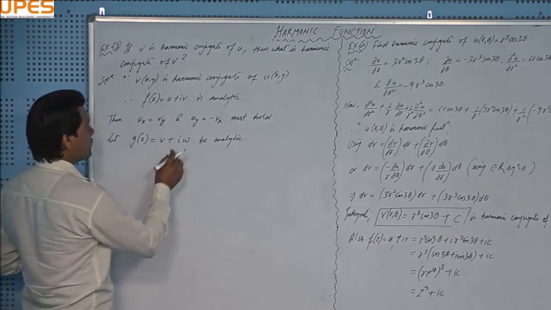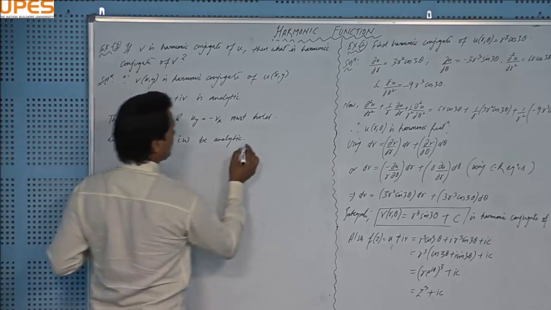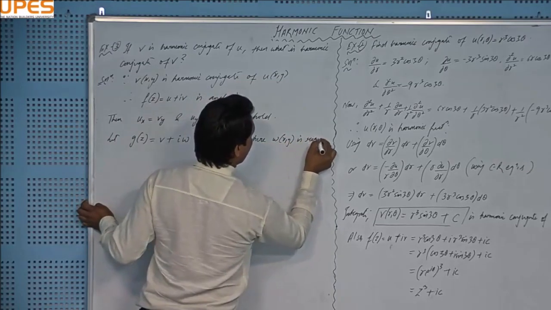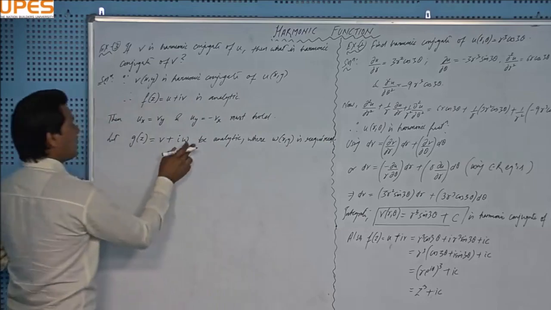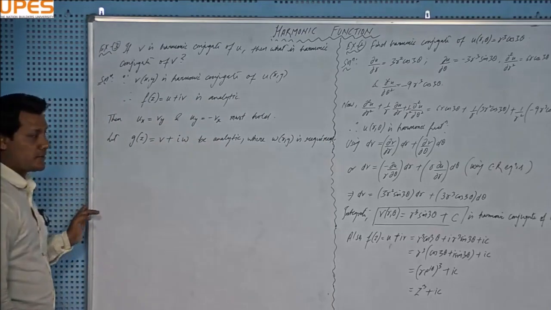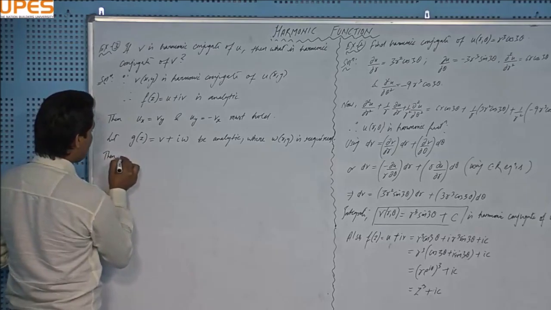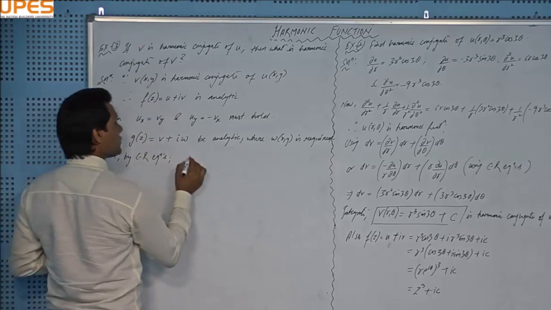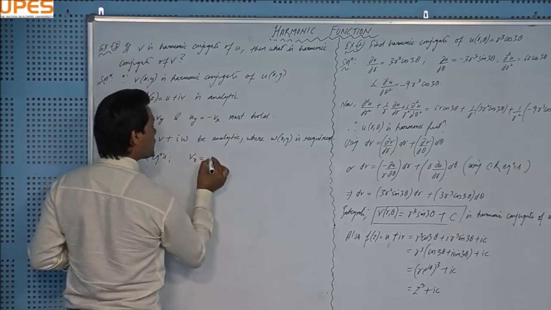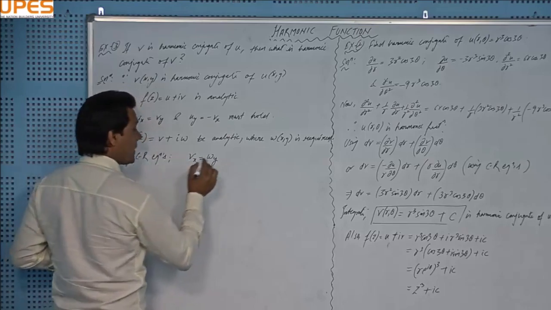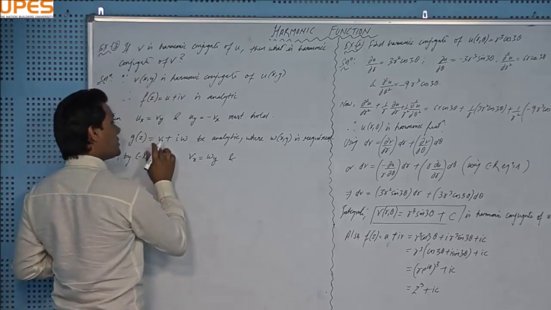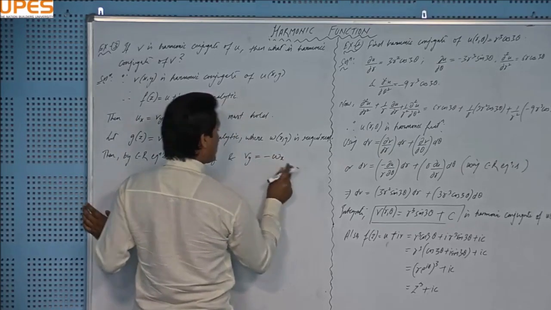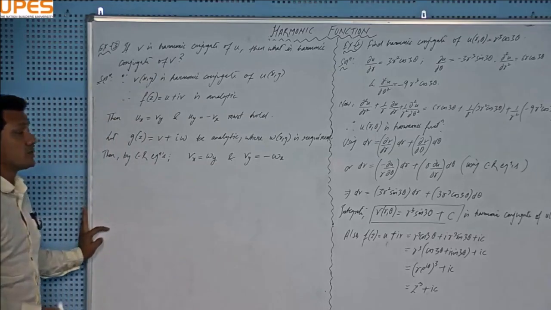Fine. So you need to search for this W, where W as a function of x, y is required. Now you assume that this is an analytic function, so it must satisfy the CR equations. Then by the CR equations, differentiating this with respect to x should be equal to differentiation of this with respect to y, and the partial derivative of this with respect to y should be equal to the negative of the partial differentiation of W with respect to x. These results are obvious from the CR equations.